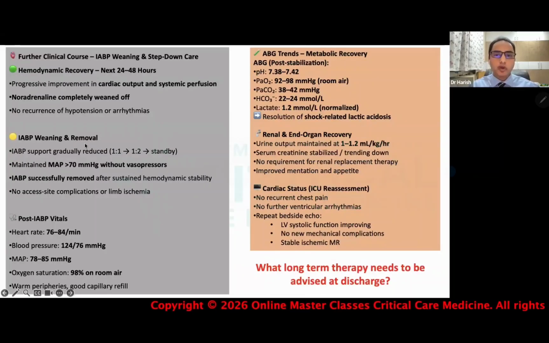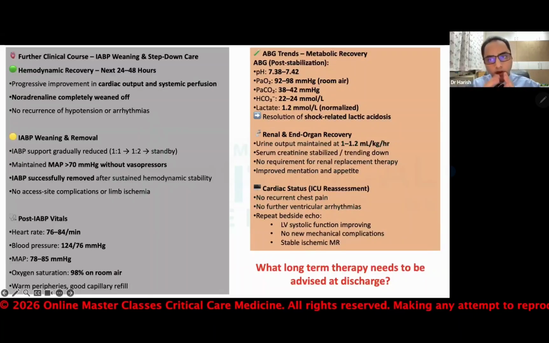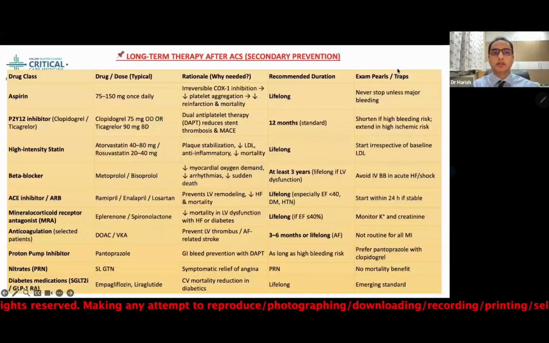Okay. So the last viva question here is, what is the long-term plan for this patient? It is very important. This is going to be asked in your exam. What advice are you going to give at discharge? Okay. So these are the long-term therapeutic options for ACS.